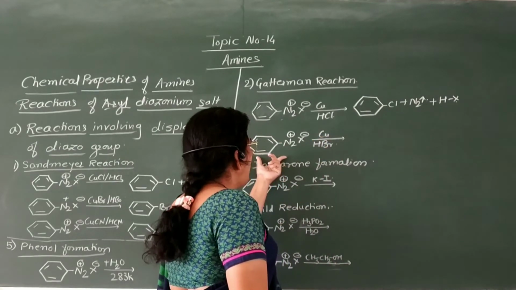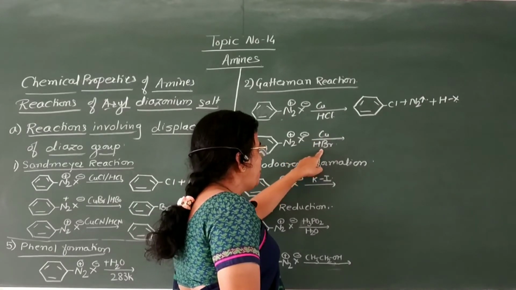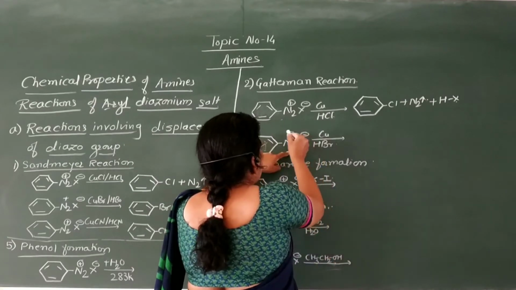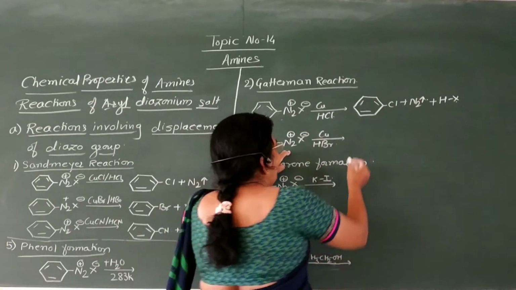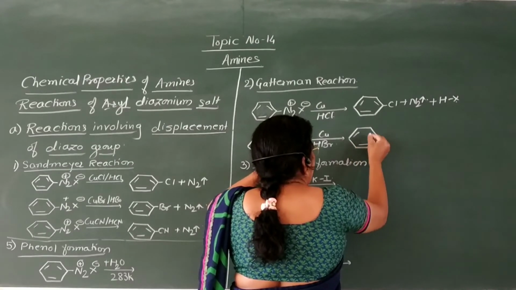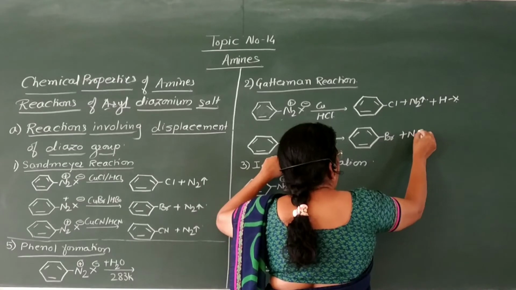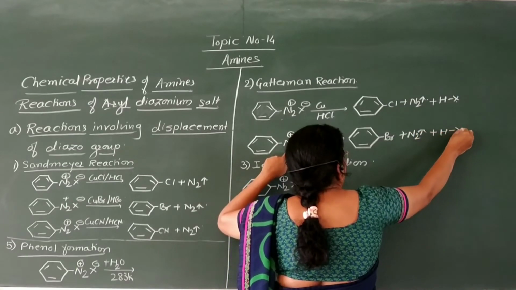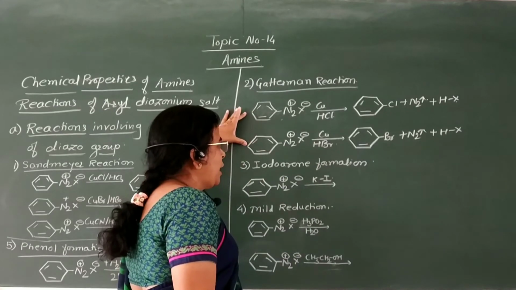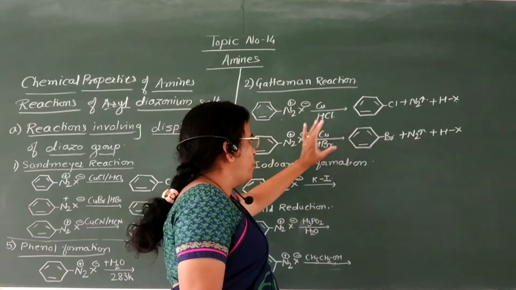Now this aryl diazonium halide, when treated with copper in presence of HBr, then here you will get bromobenzene, that is, this N2 is replaced by bromine to give bromobenzene plus N2 plus HX. Now here also by using Gattermann reaction we will get haloarenes, that is chlorobenzene or bromobenzene.